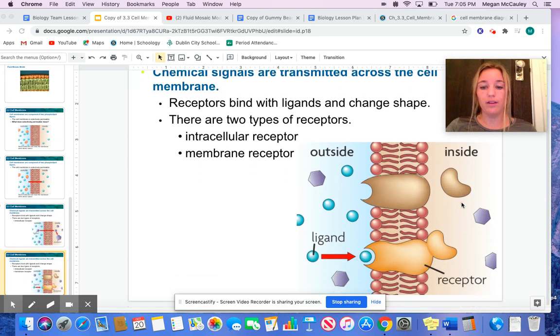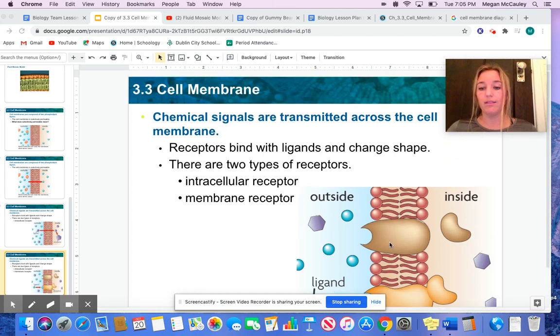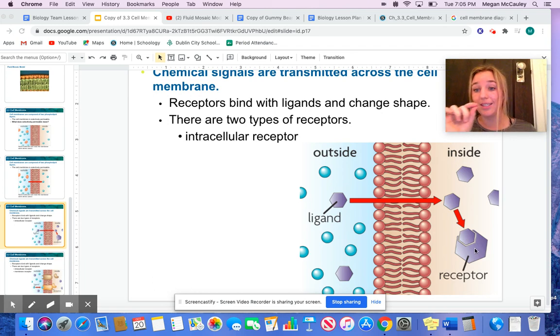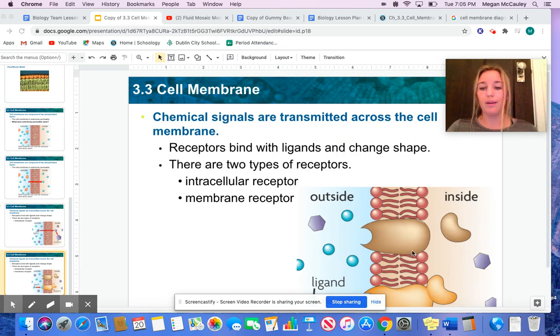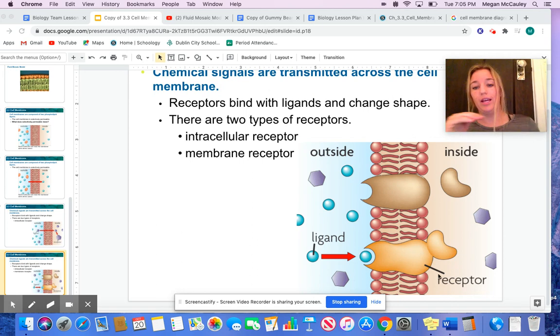Okay? The other type of receptor, so there's two. We just went over the first one, intercellular. We now have membrane receptors. So membrane receptors are a little bit different. Or you can call them molecular receptors. So they're literally embedded inside of the membrane. So right here, here's a picture of the receptor. Notice on the last slide, the receptor was inside of the cell, intercellular. This receptor is just located in the membrane. That's why we call it a membrane receptor.